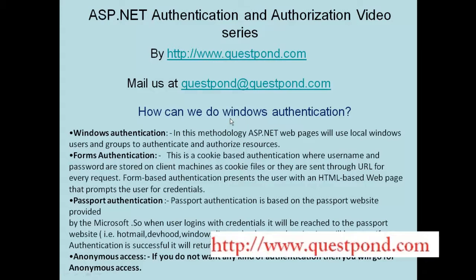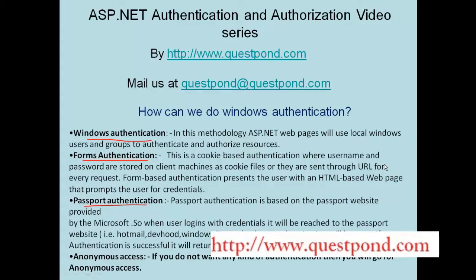Now, in ASP.NET, there are three primary ways by which you can do authentication and authorization. The first one is Windows authentication, the second is forms authentication, and the final one is passport authentication. In Windows authentication, the ASP.NET pages will use the local Windows users and groups to authenticate and authorize resources. If you remember in the previous video, we showed the user Shiv and the administrator, which were created in the Windows Active Directory services. So in the Windows authentication methodology, the ASP.NET web pages will use the local user groups to authenticate and authorize resources.